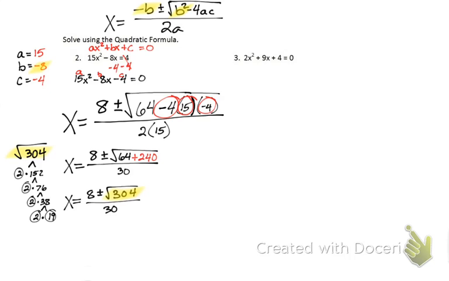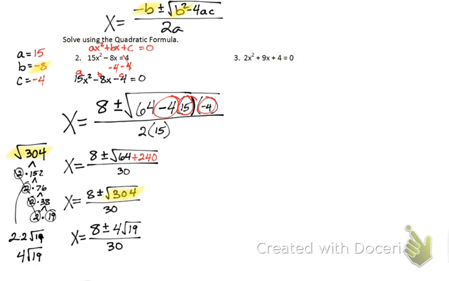So now, how does this simplify? Well, remember what we did. We said we got a pair of 2's, comes out as a 2. Another pair of 2's comes out as a 2. And 19 didn't have a pair. So I'm ending up here with 4 square root of 19. So I'm going to rewrite this as x equals 8 plus or minus, and then instead of saying the square root of 304, I'm going to say 4 root 19 all over 30.